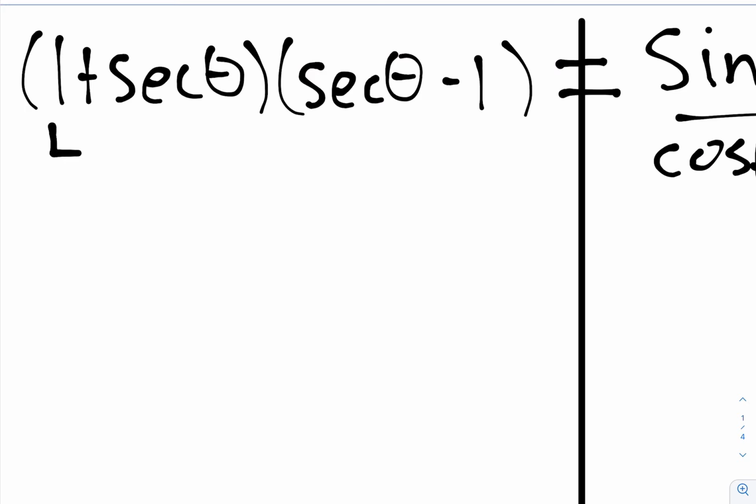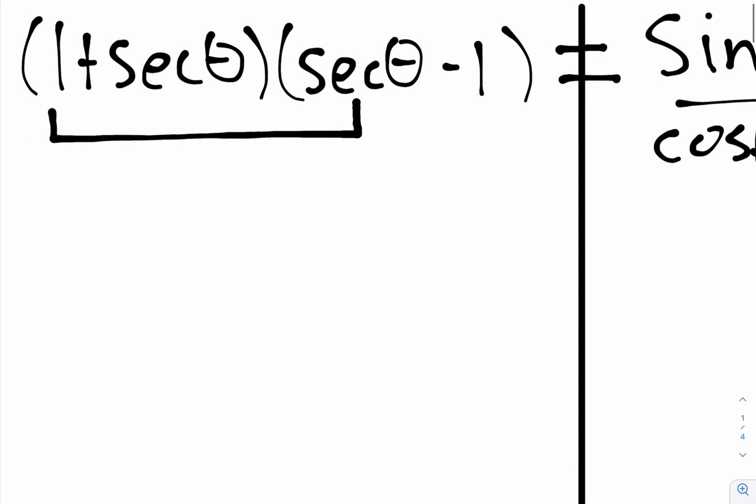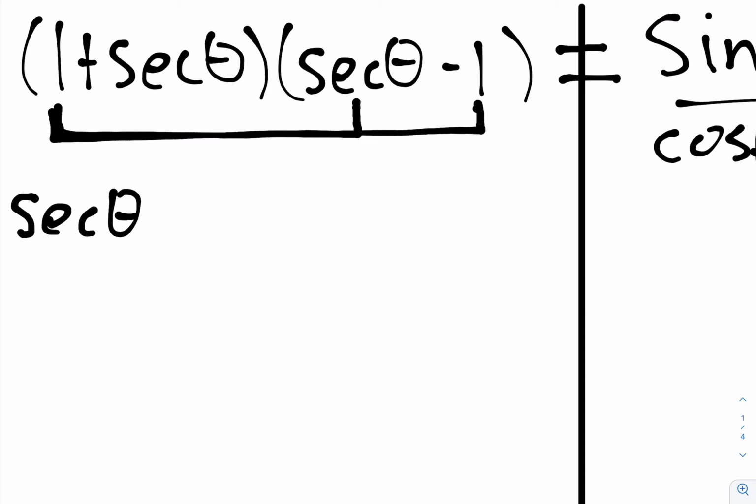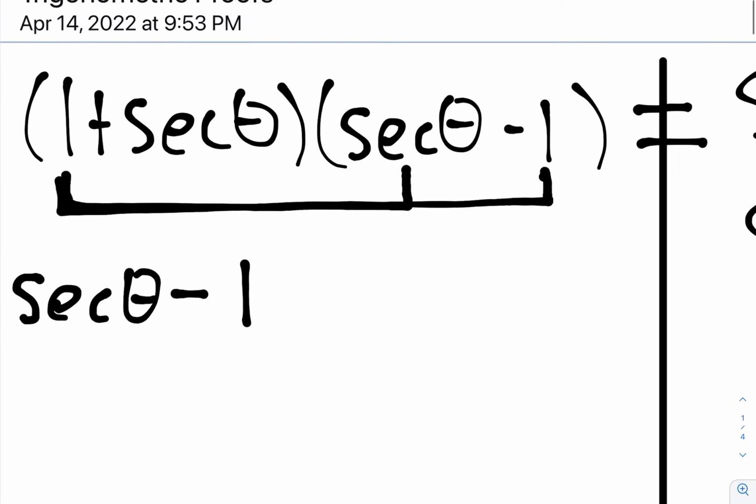So the 1 in the first bracket, we're going to multiply that into the secant theta. So 1 times secant theta is just secant theta. And this 1 is not quite done. We still have to multiply it into that negative 1. So this is going to be minus 1. I'm getting ahead of myself here. So we have secant theta minus 1. In terms of this 1, it's done multiplying into the other bracket.